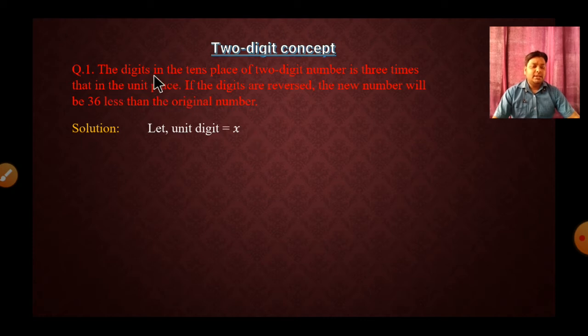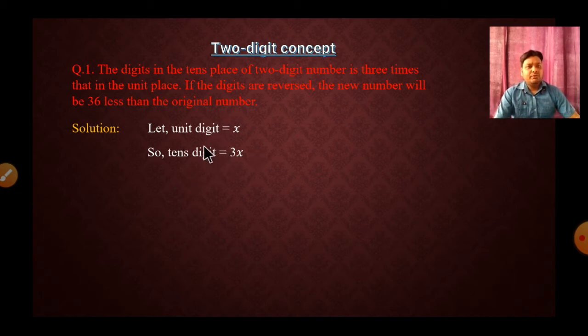Then here it is written that the digit in the tens place of a two-digit number is 3 times that in the unit place. That is, if we multiply 3 into the unit digit, then we will get the tens digit. So what will it be? The tens digit will be 3 into x, that is 3x. Okay. Now we get the tens digit and unit digit both.